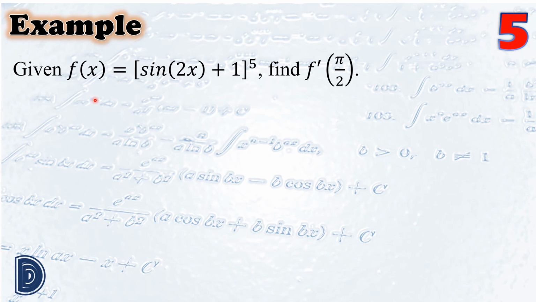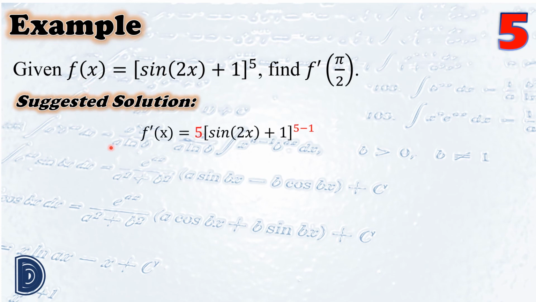Let us have another example. Given f of x is equal to (sine 2x plus 1) raised to the 5th power, find f prime of pi over 2. Here is our suggested solution. First, let us get f prime of x. So we have f prime of x is equal to 5 times the inner function or the inside function, 5 times (sine 2x plus 1) raised to 5 minus 1.